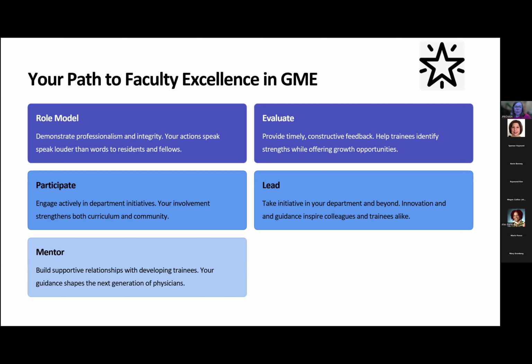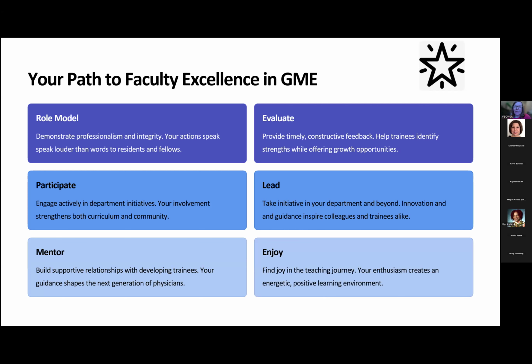Mentoring is another way to be on your path to excellence here. And as I mentioned, there are lots of ways to be a mentor, formally and informally, and then enjoy your teaching journey. Your enthusiasm is infectious to those around you, especially those of you who have just graduated. I know you can appreciate the teachers that you had along the way and the difference that made.